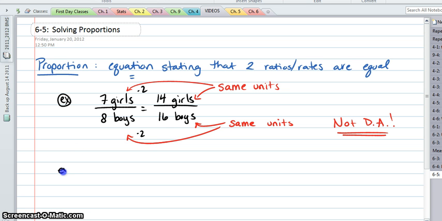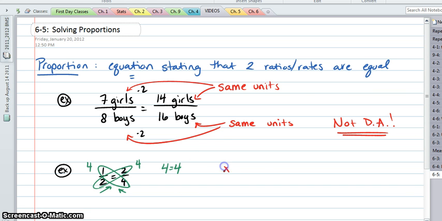With any proportion, it turns out that the cross product is always equal. You've also worked with cross products in the past, but I'll remind you of what they are. We can calculate the cross product by multiplying denominator by numerator. So 2 times 2 is 4. 4 times 1 is 4. So this is a proportion.